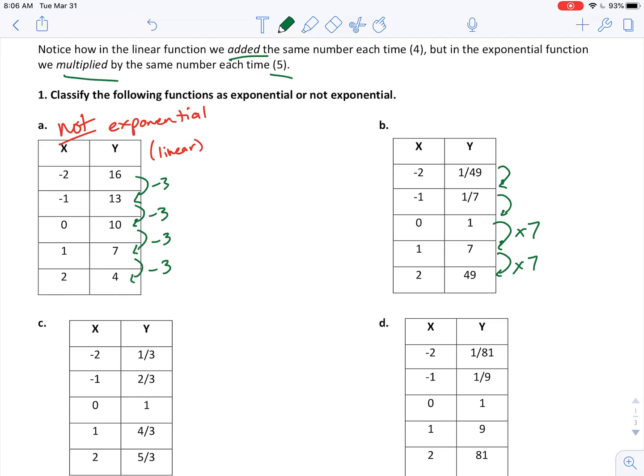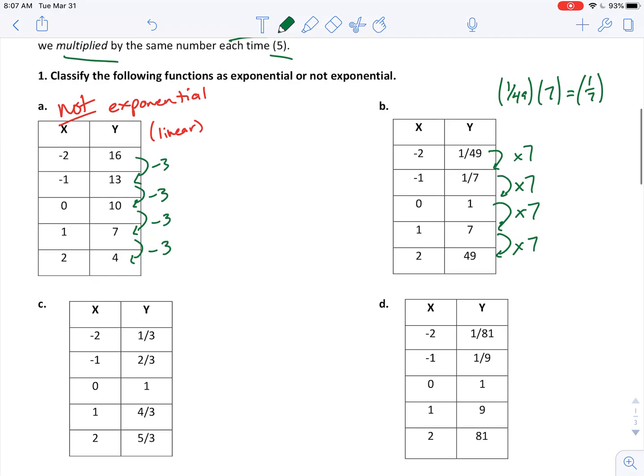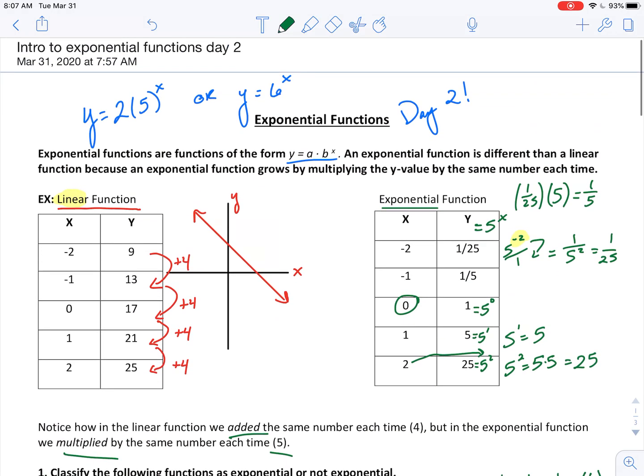I could also go this other direction. I could say 49 divided by 7 is 7. 7 divided by 7 is 1. 1 divided by 7 is 1/7. Or I could check in my calculator. I could type in 1/49th, and I could say, well, is that decimal times 7 going to get me 1/7? And it does. So don't feel like you can't use your calculator. You've got these resources. Definitely take advantage of them.